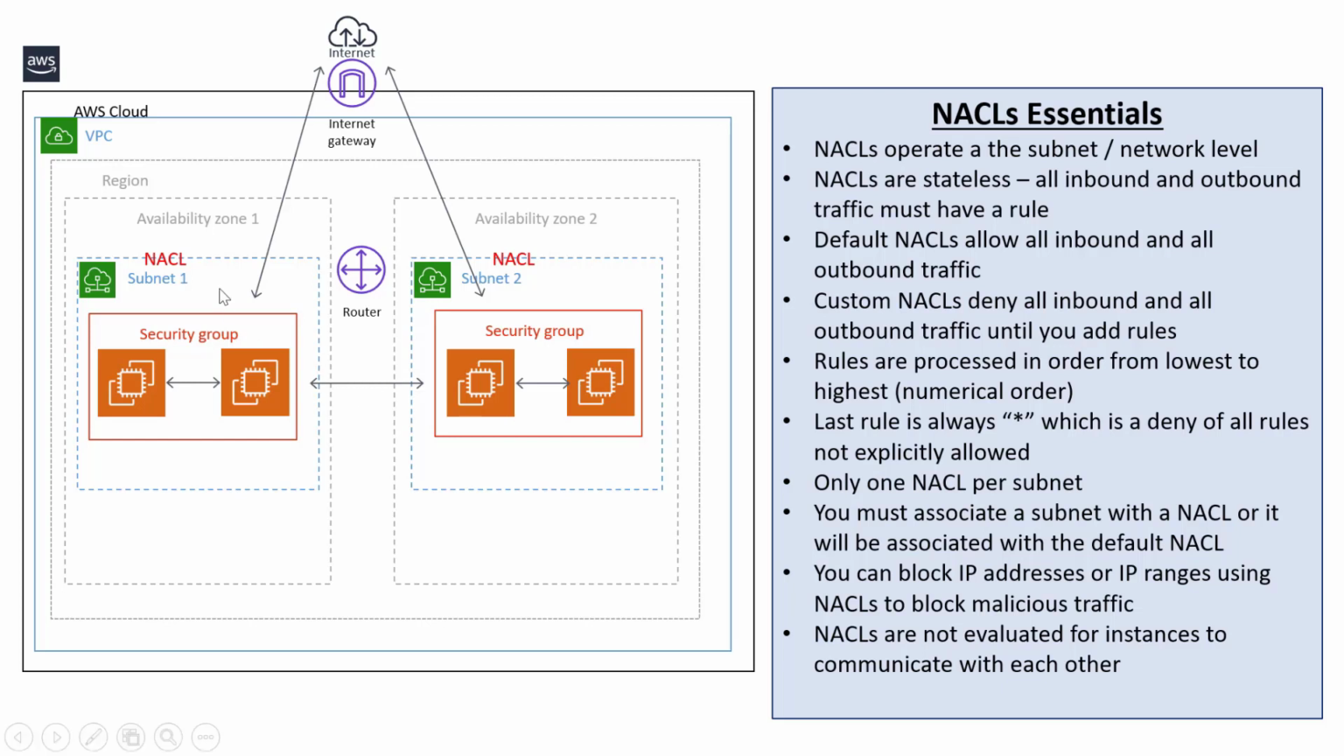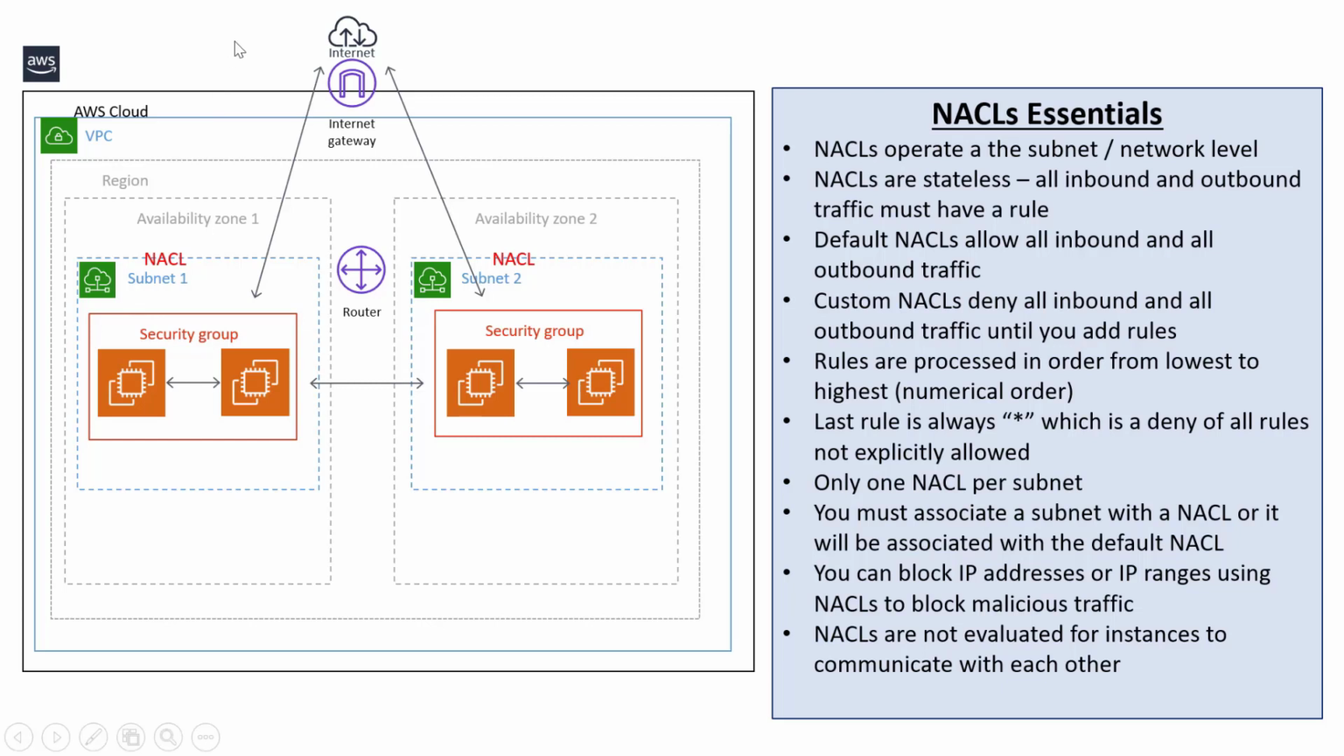So NACLs also process their rules in numerical order, from lowest number to highest number. The last rule is always a star or asterisk, which is the explicit deny of all traffic not explicitly allowed. You can only have one NACL per subnet, and you must associate a subnet with a custom NACL, or it will be associated with the default NACL.